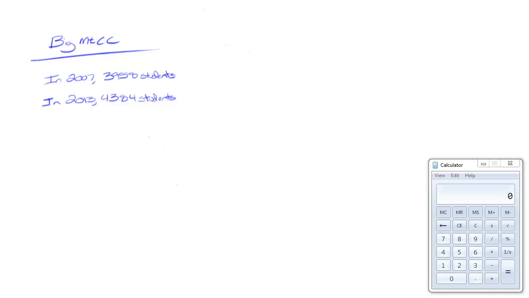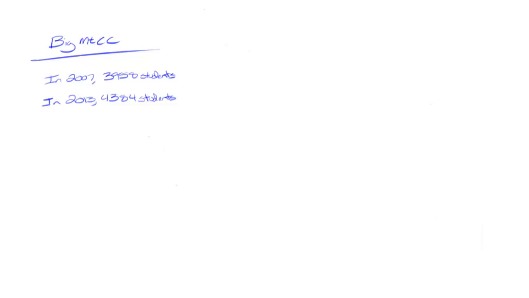All right, here we're given some data about Big Mountain Community College. We know that in 2007 they had 3,958 students, and in 2013 they had 4,384 students. What we're being asked to do is to find a linear model for this data. And what that means, we're looking for an equation. We'll use E for enrollment. We're going to estimate the enrollment based on a number of years.